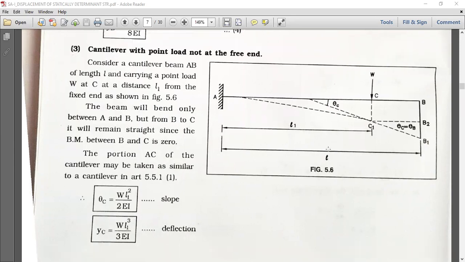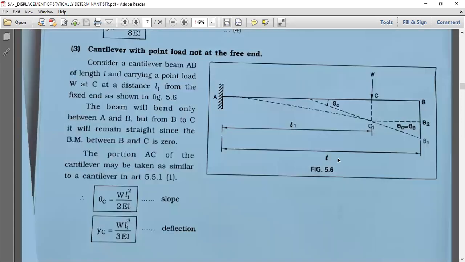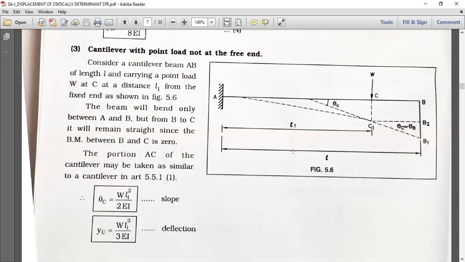We are going to start with a cantilever beam with a point load not at the free end, but near to the free end, as we can see in figure number 5.6. Cantilever beam AB with length L, and put the point load W kilonewton at somewhere at an L1 distance at C.